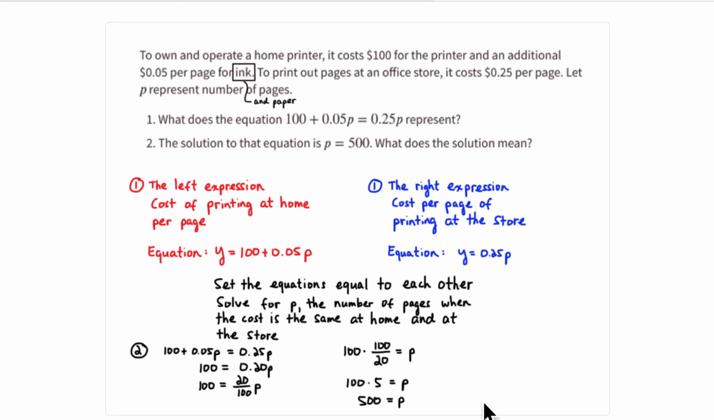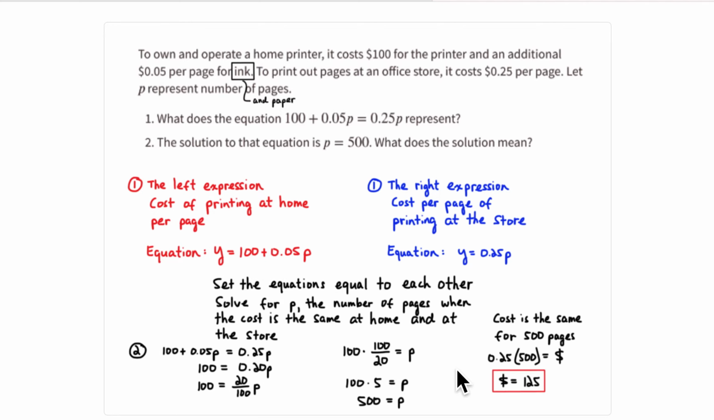And so what's the cost for 500 pages? Either expression, you can use either expression to figure that out. It's 25 cents per page times 500 pages. 25 cents is the same as 1/4. What's 1/4 of 500? Well, 1/4 of 400 plus 100. 1/4 of 400 is 100. 1/4 of 100 is 25. So this total is $125.